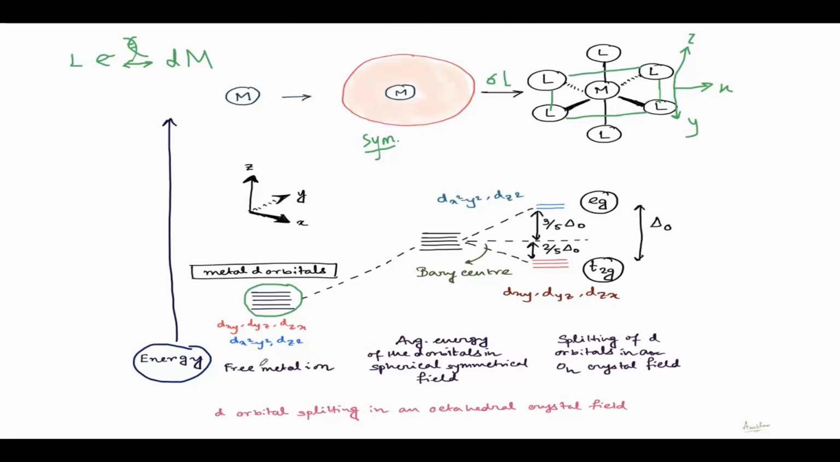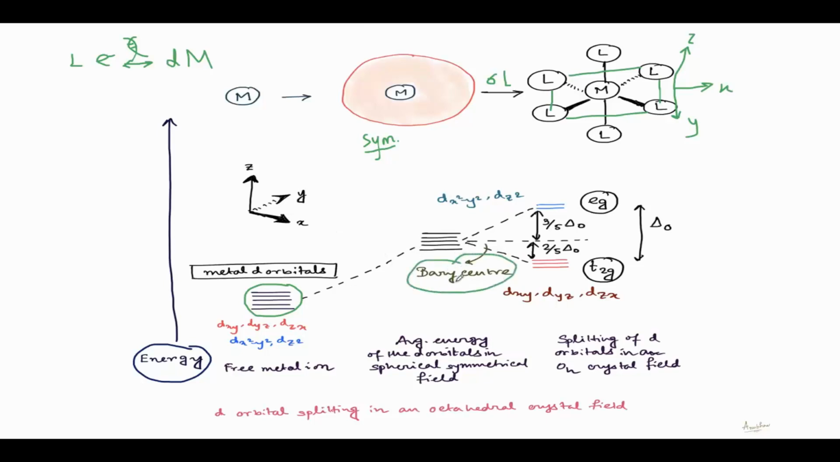Now, if I start from the beginning, we have this free metal ion, which has 5 d orbitals, namely dxy, dyz, dzx, dx square y square, and dz square. In the presence of a spherically symmetrical field, the energy will be lifted, but the degeneracy will not disappear. You can see the 5 d orbitals are still there. And the midpoint of this energy is termed the barycenter.